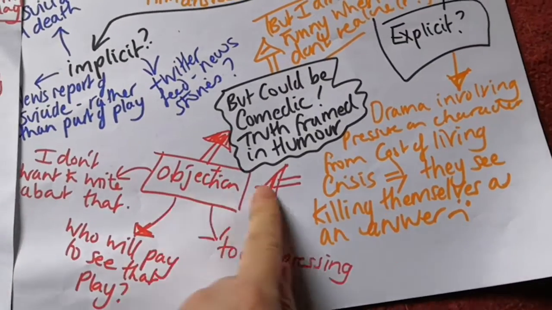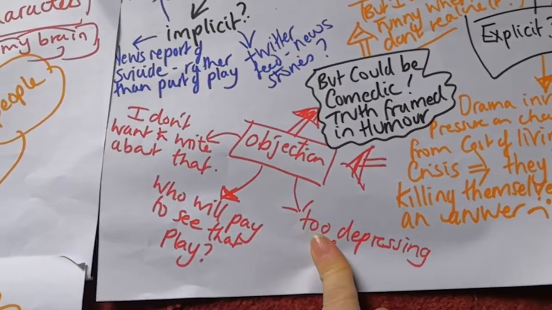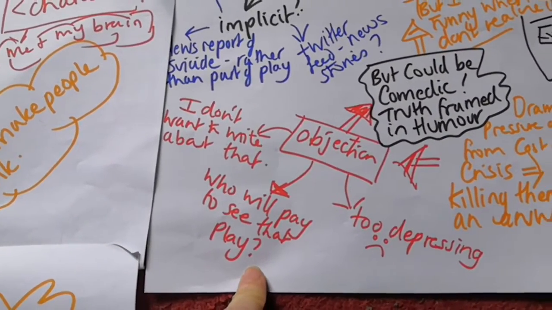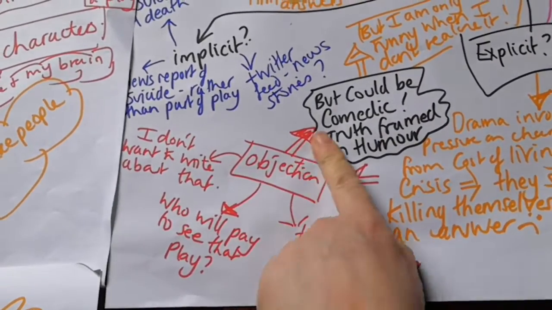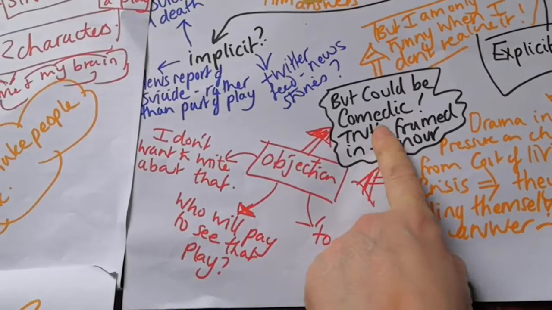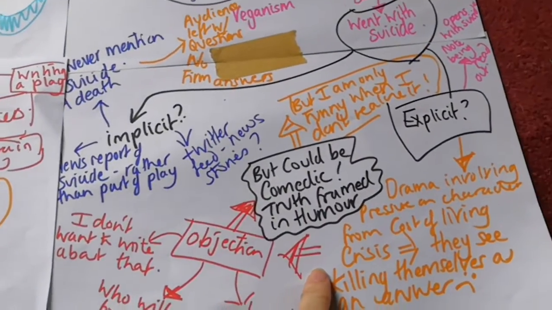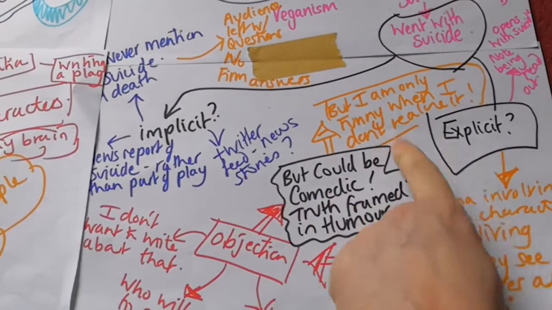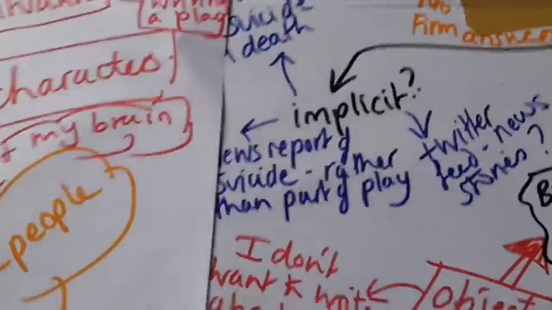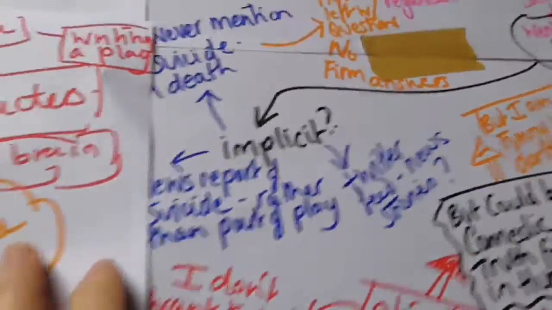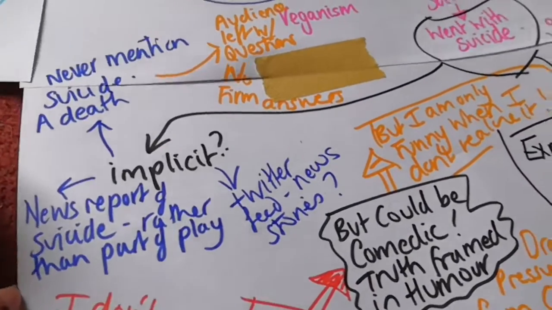Look, I hope you noticed this unhappy face. My brain has come up with an objection or 2 or 3. It's too depressing. Who will pay to see that play? I don't want to write about that. Oh, but it's also come up with this. But it could be comedic. Truth framed in humour, which is an idealistic way, but I am only funny when I don't realise it. So I don't know if I can be funny on purpose. You know that thing, like where people laugh at you or with you? People are more likely to laugh at me.